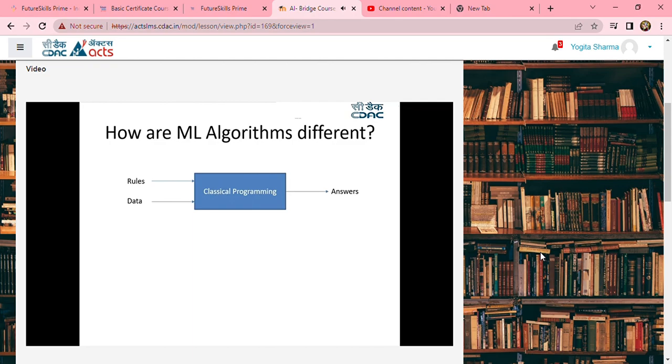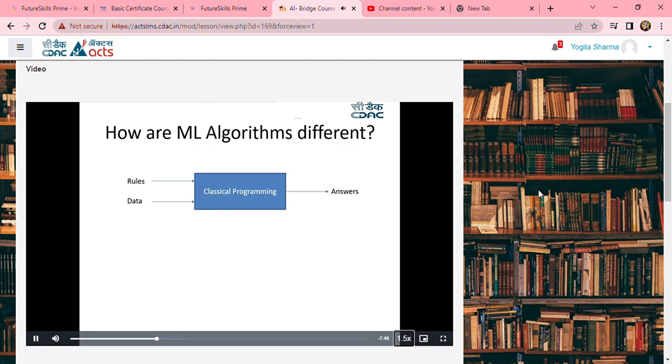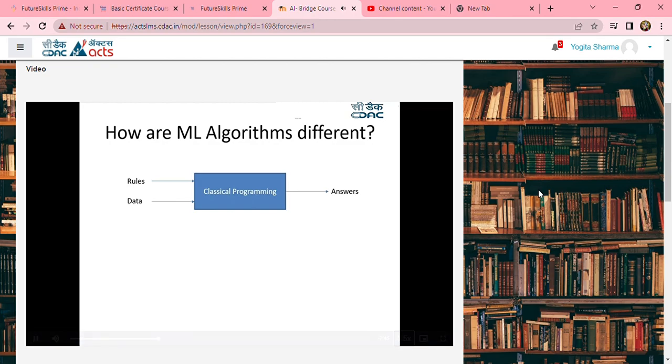Well, whatever your programming task is, it will require inputs as rules and data, and will be expecting answers. Answers will be in the form of reports, or in the form of any other thing, like labels. Answers may be like which customer purchased, which customer didn't purchase, or a customer made a sale of how many thousand rupees. That can be the answer which is expected.